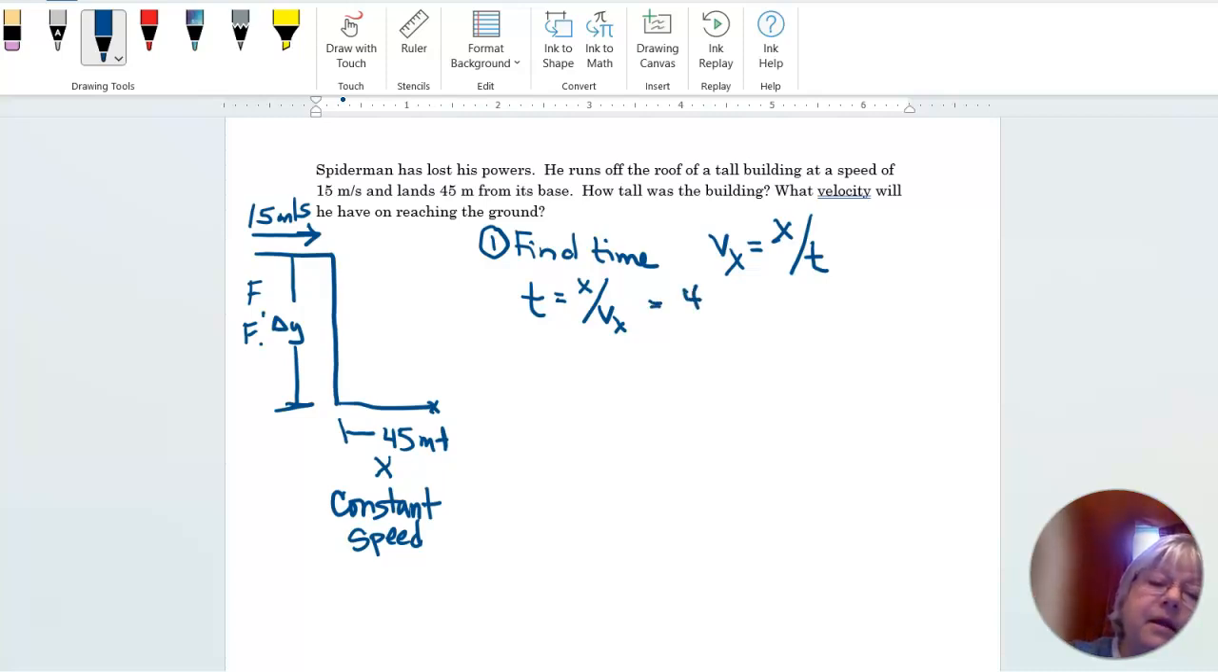Or 45 meters divided by his speed of 15 meters per second means that it is going to take Spider-Man 3 seconds to go from the roof of the building to the ground. Now, in all that time, he's in free fall. So now I can find the height that he drops, which is the height of the building, by using my free fall equation.